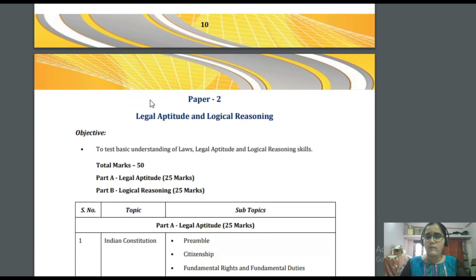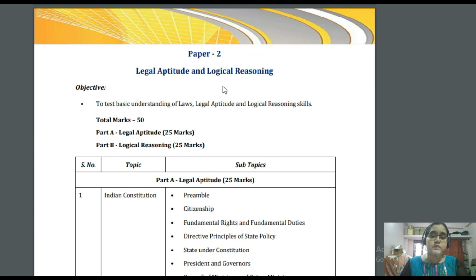So this covers paper number 1. Paper 2 is legal aptitude and logical reasoning. So legal aptitude has again two parts. Part A, legal aptitude, 25 marks, and part B, logical reasoning, 25 marks. So it's a total 50 marks paper.